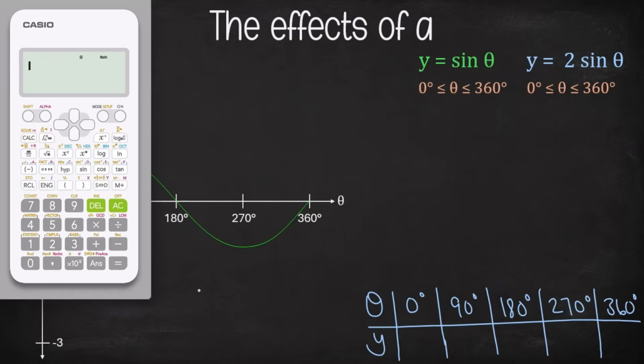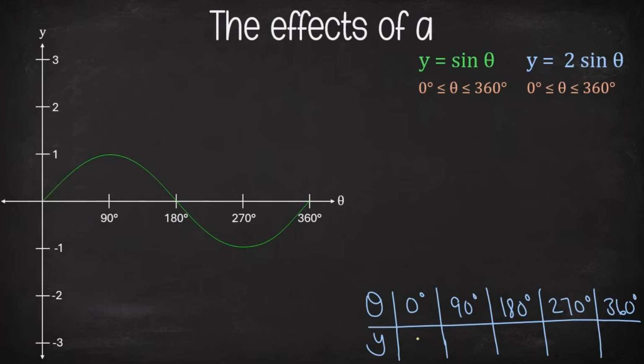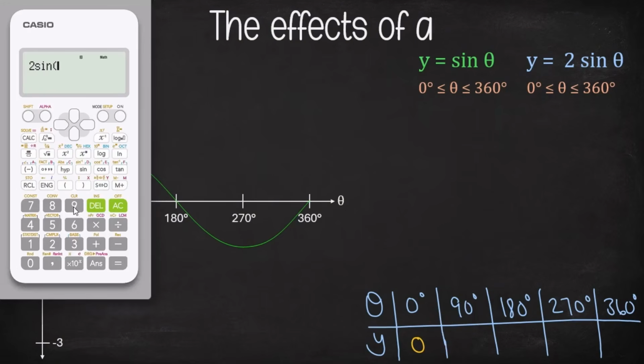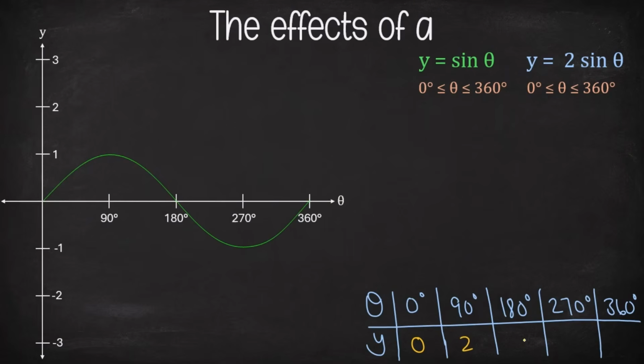So we will open the calculator, and then I'm going to type 2 sin and then 0 degrees, and that is equal to 0. So I'm going to write 0 in this space. Next, let's calculate 2 sin 90, and that is equal to 2. Now you're going to repeat these steps and fill out the rest of this table. Now that we filled out all the y values in this table, I'm going to plot the points.